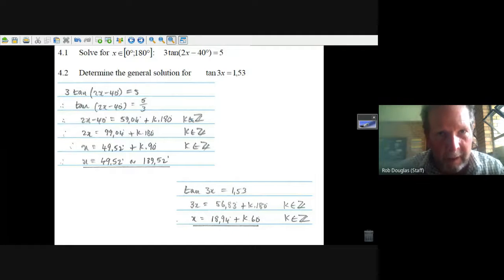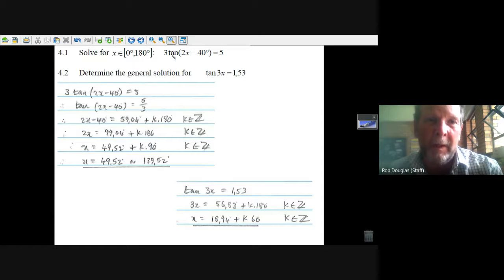Okay, we're going to look at general solution questions. We're going to do two of them here. So here we have one. It says solve for x, and x has got to be an angle between 0 and 180 degrees. And they give us an equation: 3 times the tangent of (2x minus 40 degrees) equals 5.